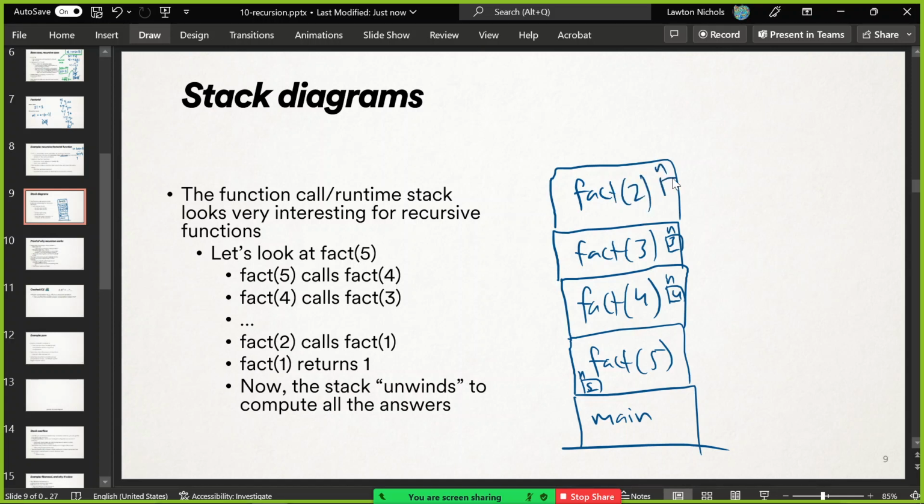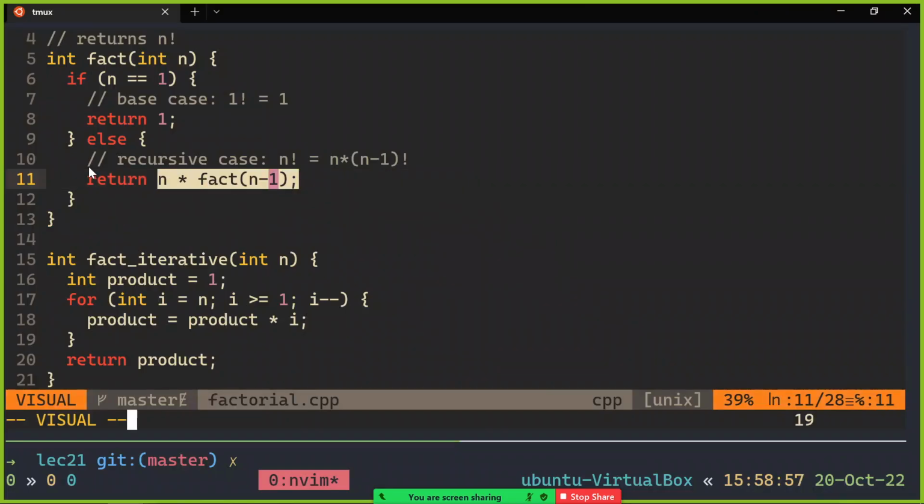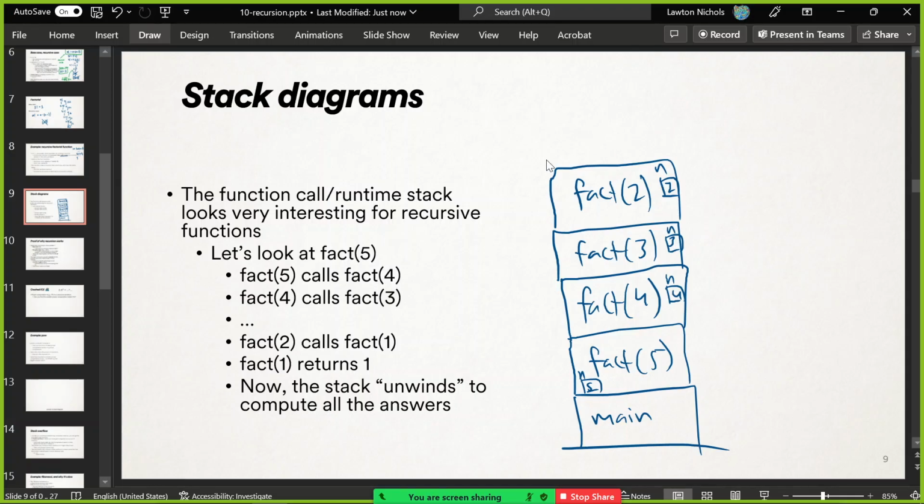So again, it has its n parameter as a local variable stored as 2. And then fact of 1 gets called from fact of 2 because it's still the recursive case. It needs to multiply its 2 by fact of 1, whatever that is. It needs to go off and compute it first, get back that answer.